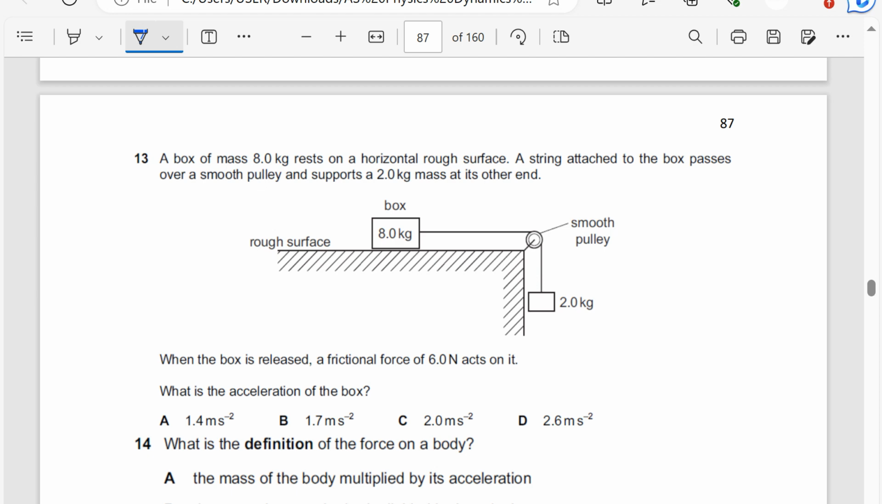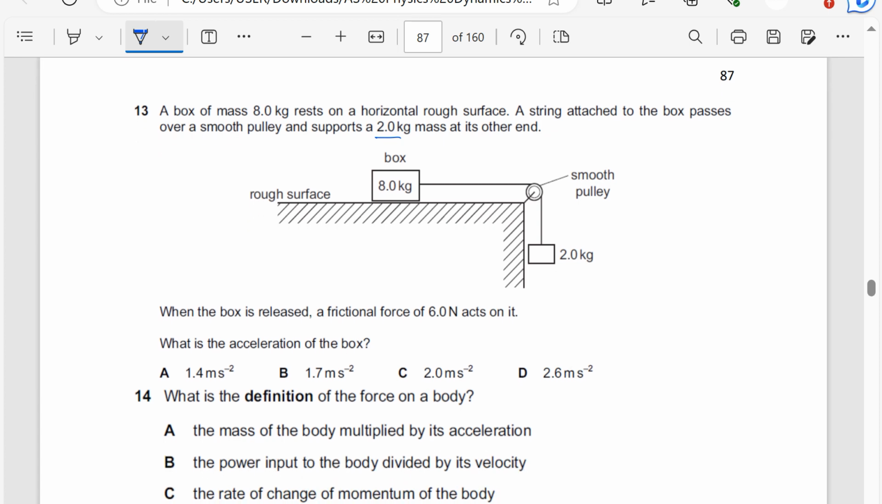A box of mass 80 kilograms rests on a horizontal rough surface. A string attached to the box passes over a smooth pulley and supports a 2.0 kilogram mass at its other end. When the box is released, a frictional force of 6 newtons acts on it. What is the acceleration of the box?